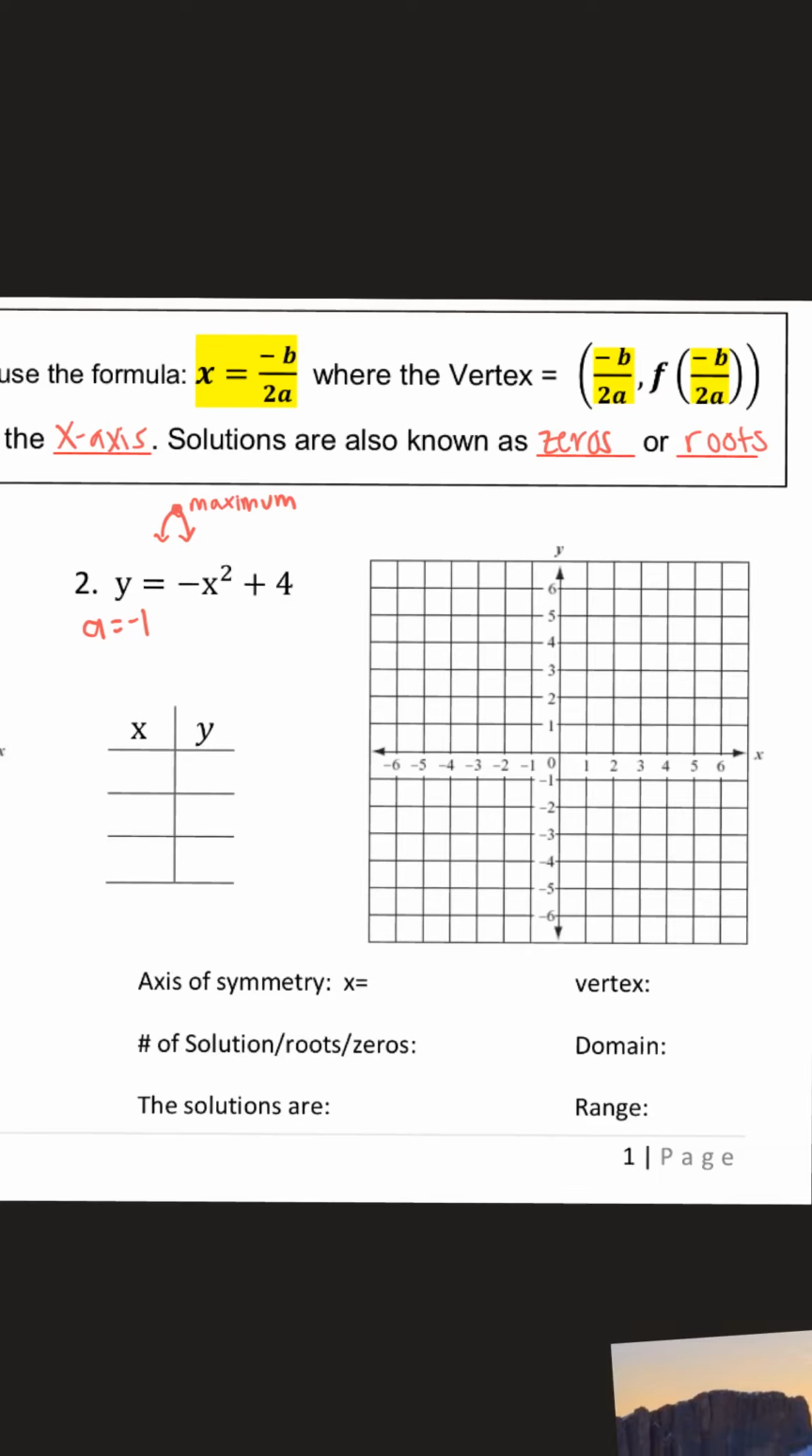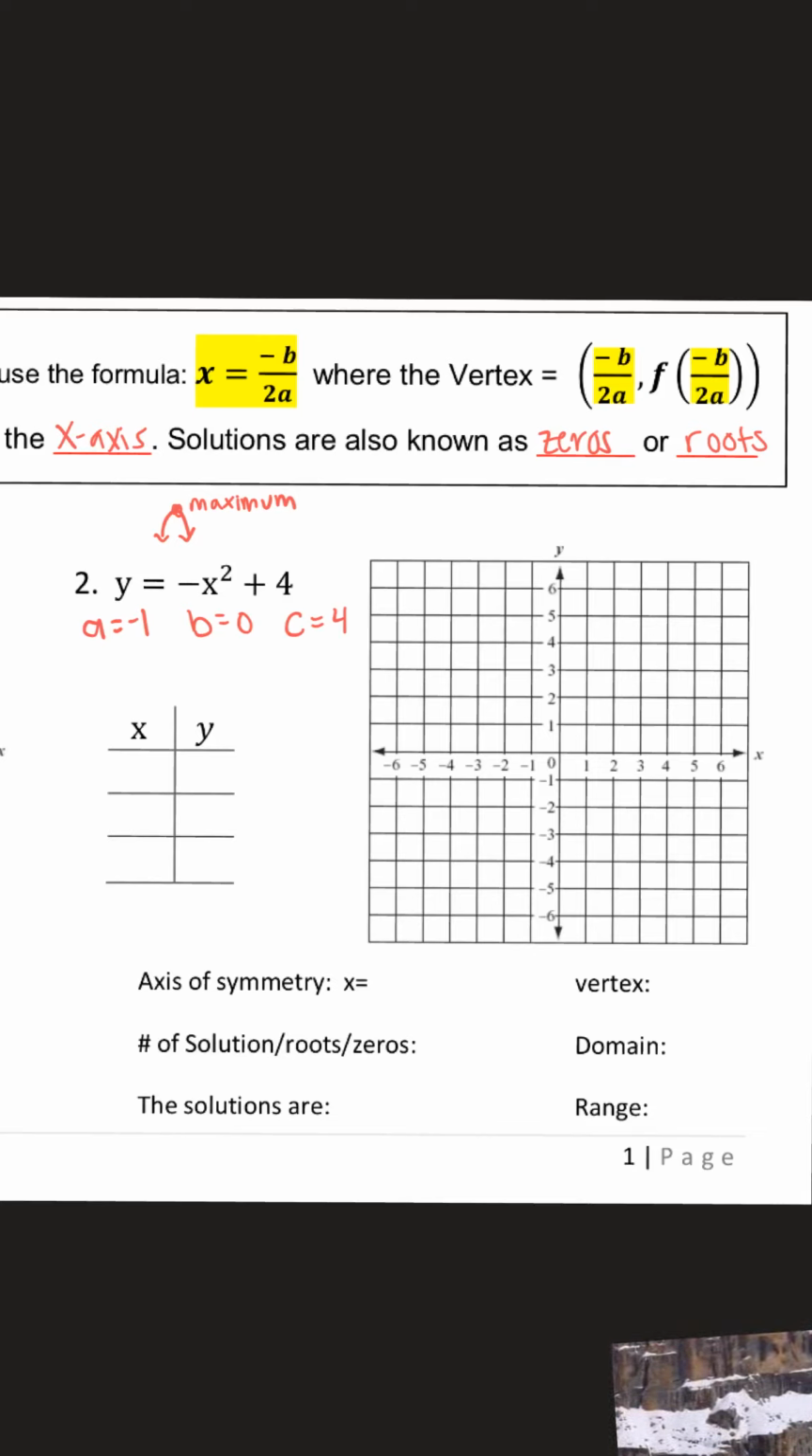Okay, I also know that there's no B term, there's no BX term, so I'm going to get a 0, and I'm going to have C equals 4. Now, that C term, remember, tells me that from my parent function, it's going to shift my graph up 4 units. So instead of my vertex being at 0, 0, it might be at 0, 4 instead.